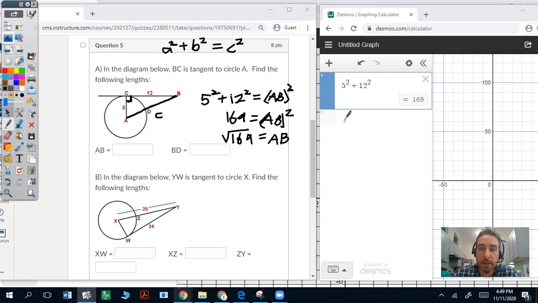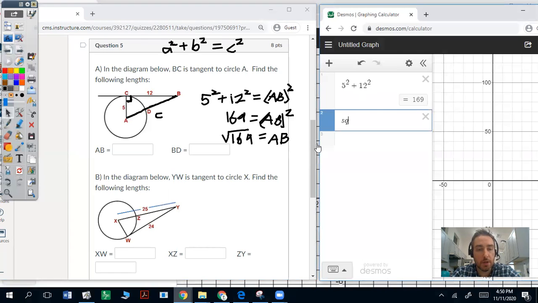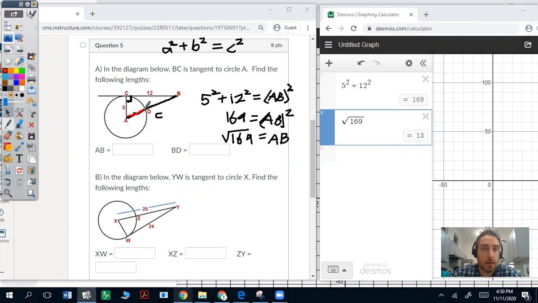So we can calculate that if we don't know it in our head. Do SQRT, 169. And that's going to become 13. So that whole length here from A to B is going to be 13 units, which is AB. Now I'm also asked to get BD.